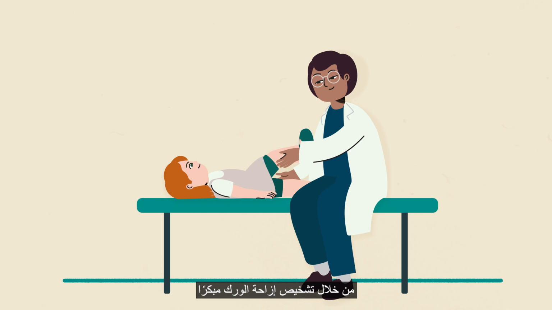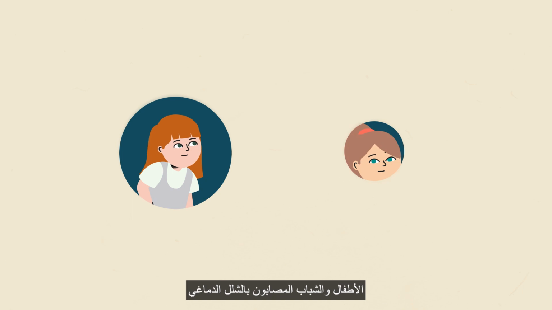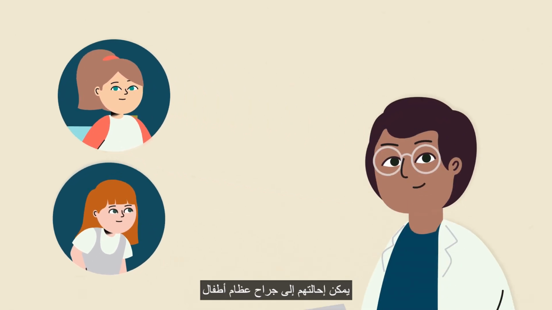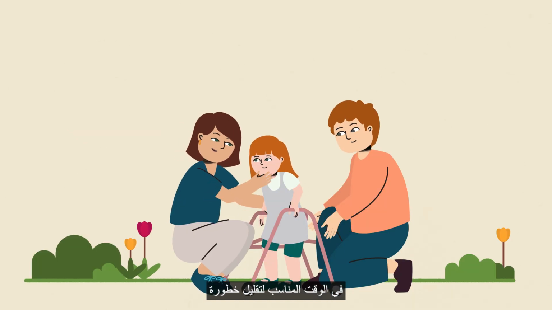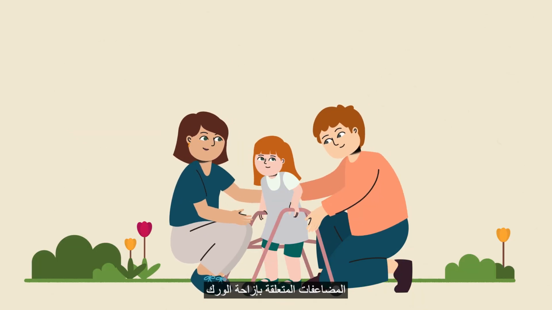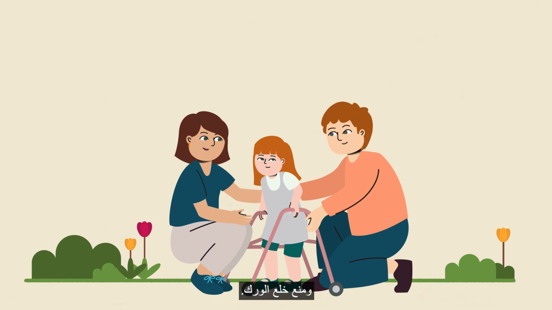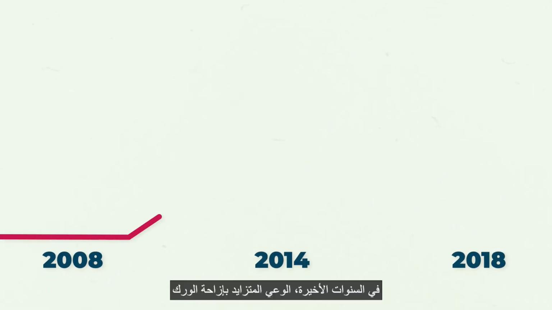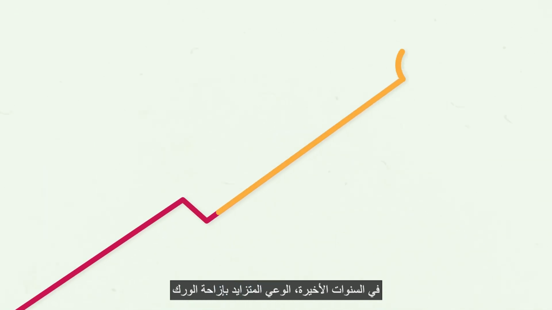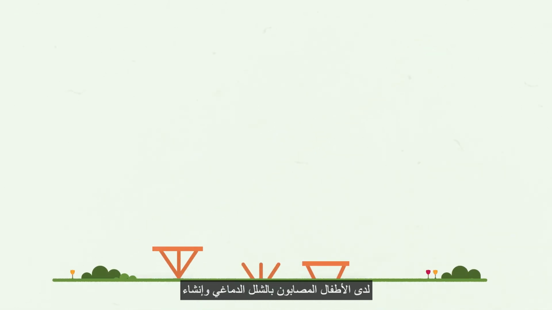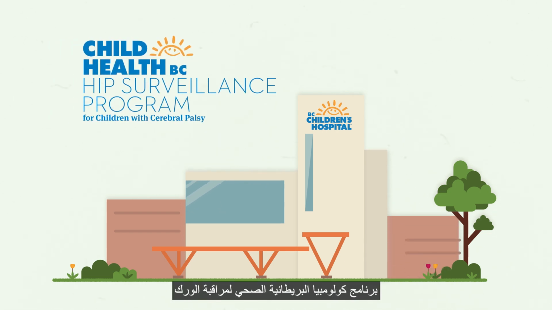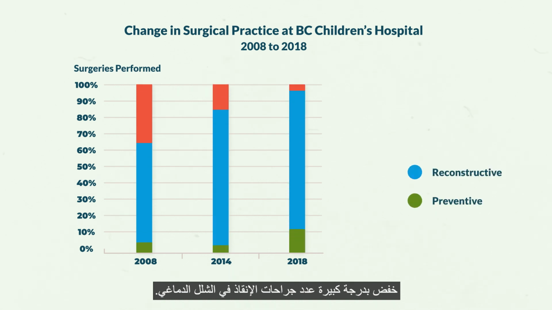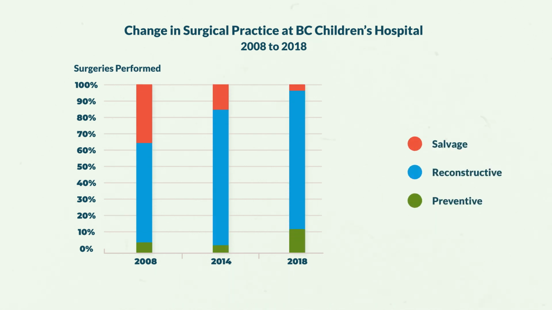By identifying hip displacement early through regular clinical exams and X-rays, children and youth with hip displacement can be referred to a pediatric orthopedic surgeon at the appropriate time to decrease the risk of complications associated with hip displacement and prevent hip dislocation. In recent years, increased awareness of hip displacement in children with CP and the establishment of the Child Health BC Hip Surveillance Program has greatly reduced the number of salvage surgeries in BC.